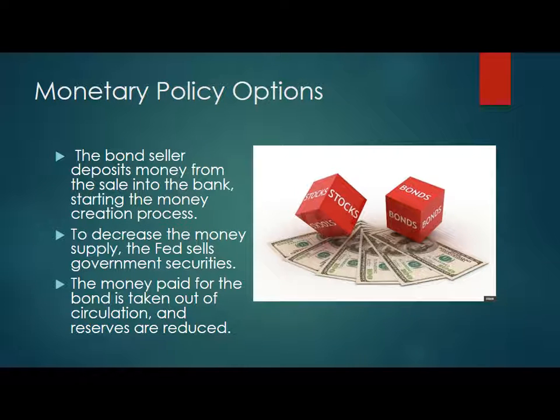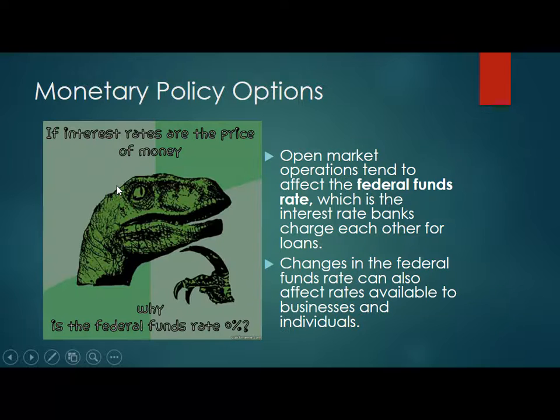The money paid for the bond is taken out of circulation and held by the Fed, and therefore reserves are reduced. There's less money out in the economy. Open market operations tend to affect the federal funds rate, which is the interest rates banks charge each other on loans. Changes in the federal funds rate can also affect rates available to businesses and individuals.